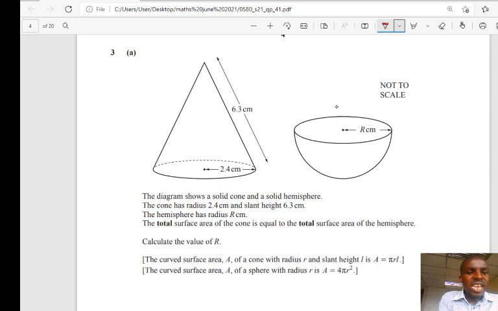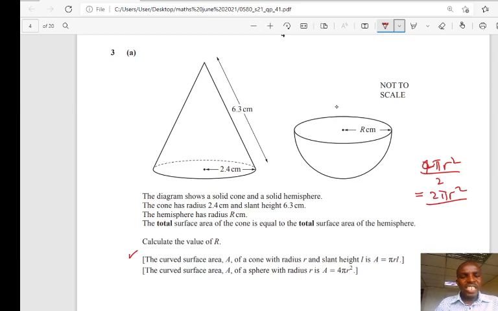Then we are given here the curved surface area of a cone is pi rl, where l is the slant height. Then the curved surface area of a sphere is 4 pi r squared. Take note, this one is the whole sphere, but in this case we have a half sphere, which means the curved surface area of this half sphere will be 2 pi r squared, right? It's 4 pi r squared divided by 2, which is 2 pi r squared. That's for the half sphere, right?